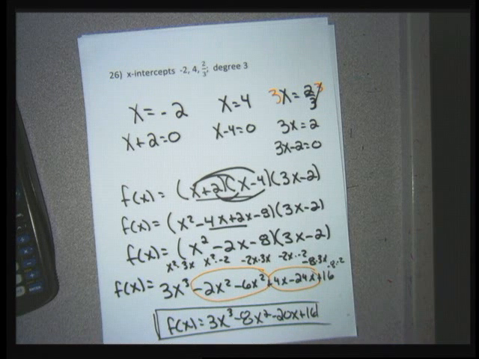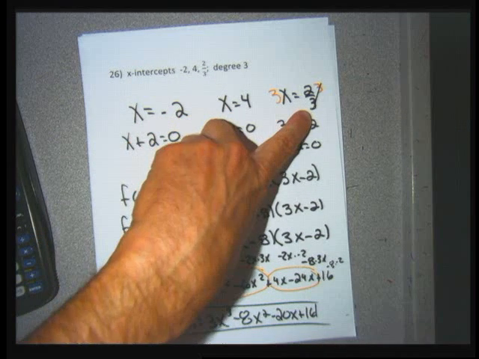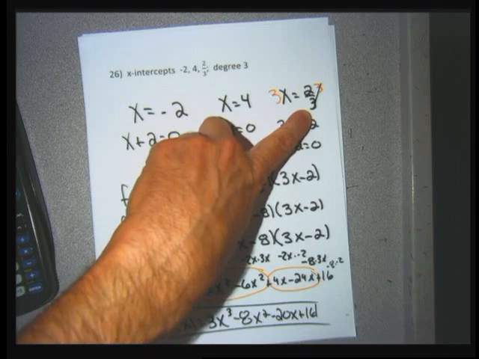So let me graph this to make sure I'm correct. I should have a function that crosses the x-axis and not touches the x-axis at -2, +4, and at 2/3, which I won't be able to say perfectly, but that would be just to the left of 1.